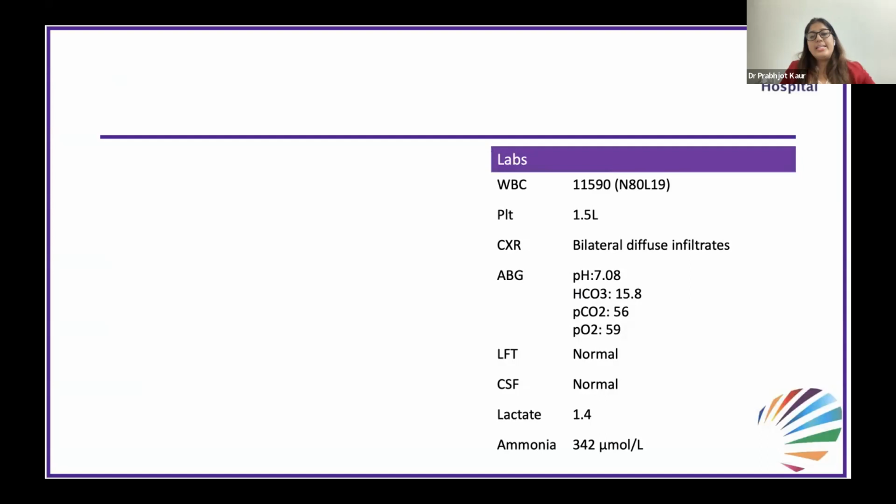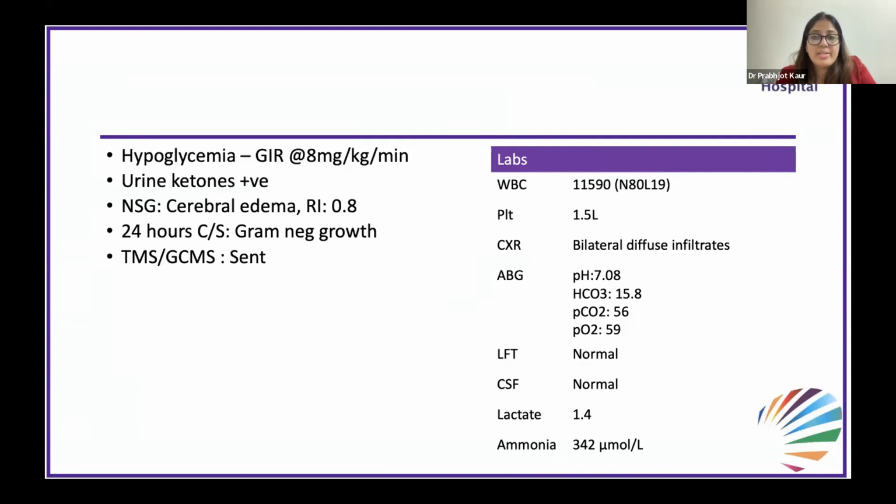So the initial labs showed a normal WBC count. The platelets were low. The sepsis screen was negative. Platelet was 1.5 lakh. Chest X-ray showed bilateral diffuse infiltrates. The blood gas showed severe acidosis, and it was a mixed acidosis with low bicarb and high PCO2. Liver functions as well as renal functions were normal. CSF was normal. And because lower down the possibility of metabolic was kept, lactate and ammonia was sent, and ammonia was high. It was 342 millimoles per liter.